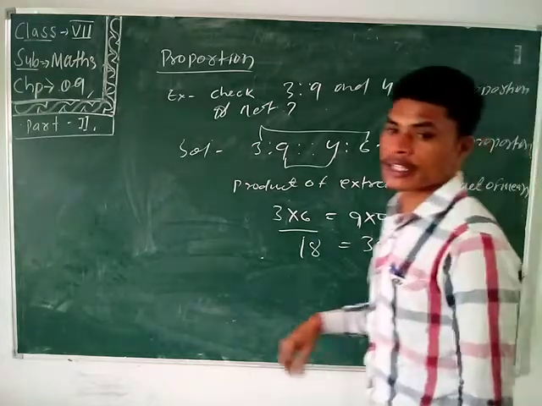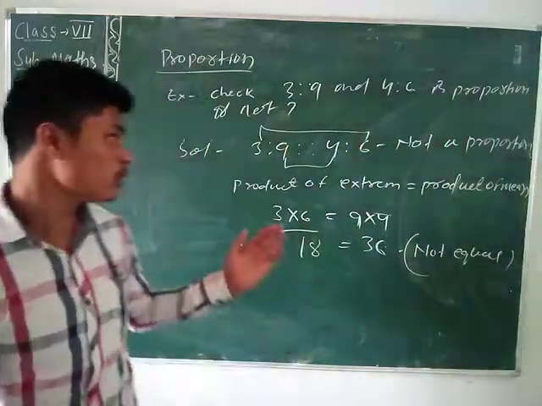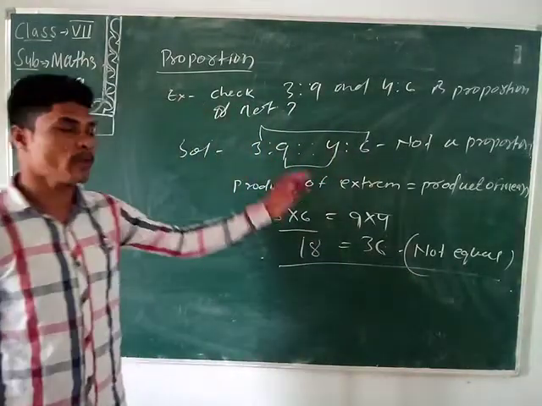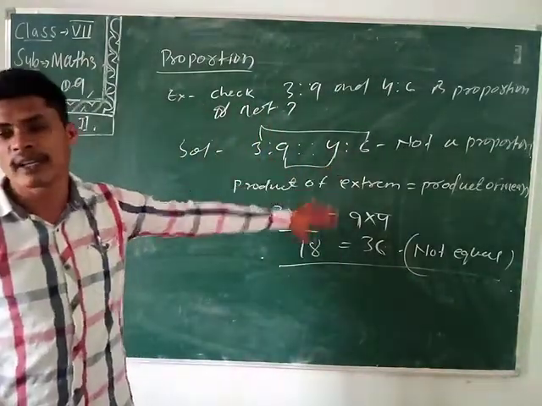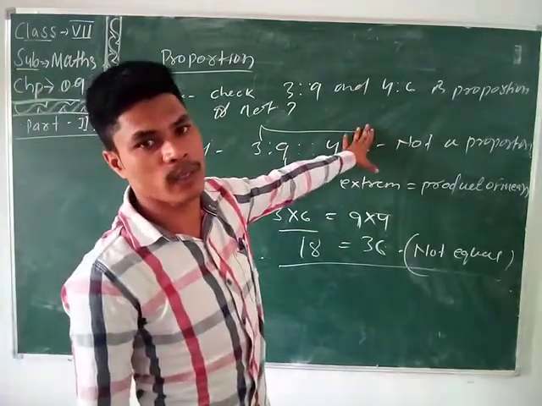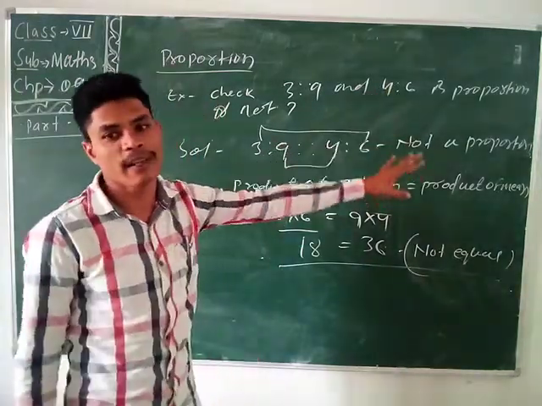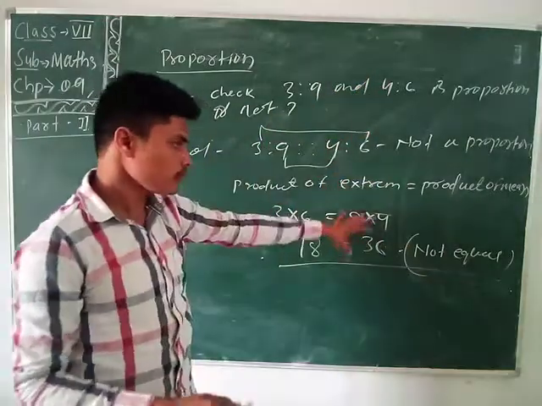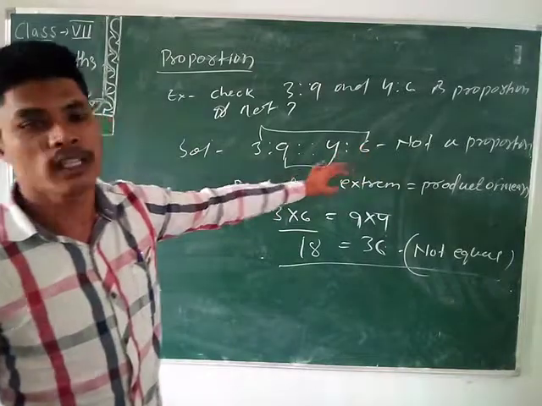How can you know whether the given ratios are proportion or not? You use this process: product of means and product of extremes. When you find their products and if they are the same, then the given ratios are in proportion. If their products are different, then the given ratios are not a proportion. Clear about it?